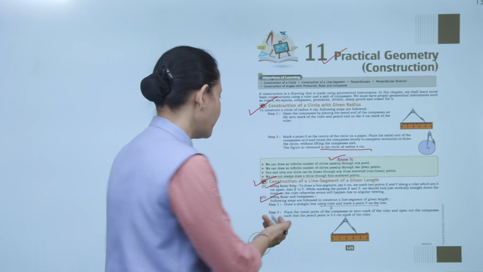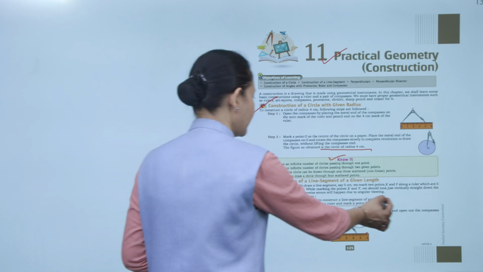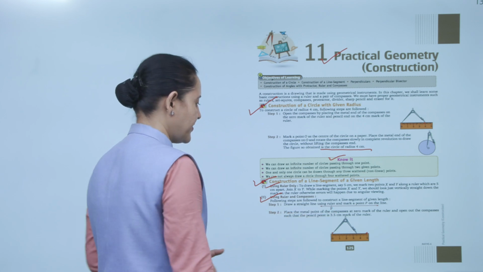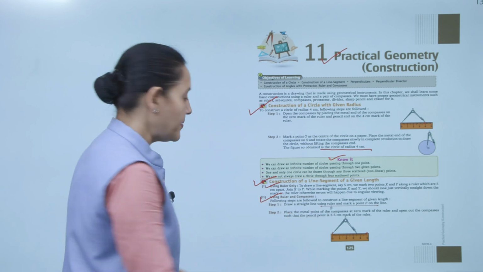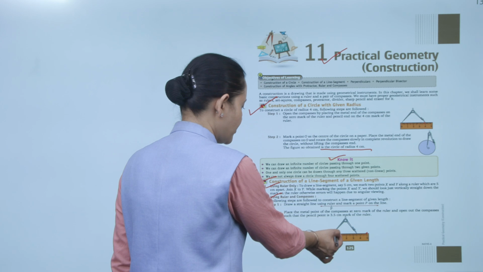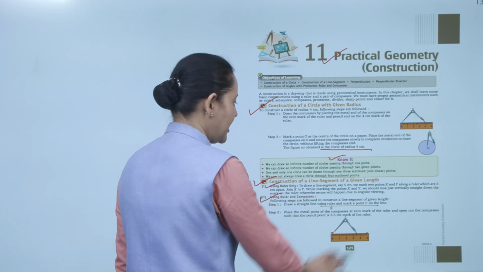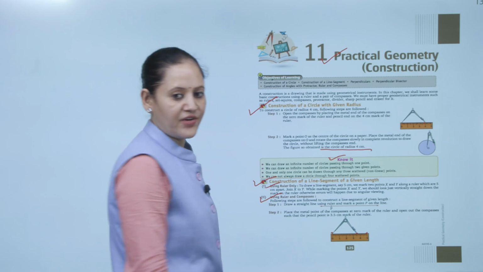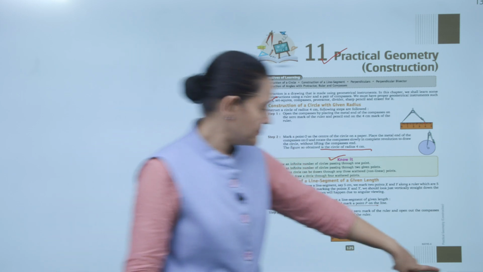So, what we will do? First, we will draw a straight line using a ruler and mark one point P on it. Then, what we will do? We will place the metal tip of the compass on the 0 mark like here, and the other should be on 3.5. Stretch it this much.